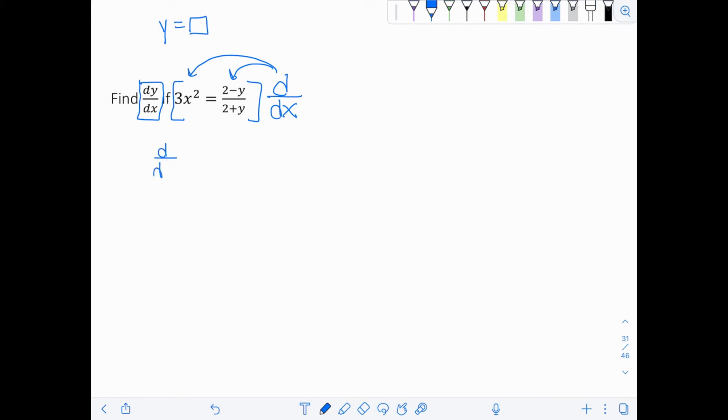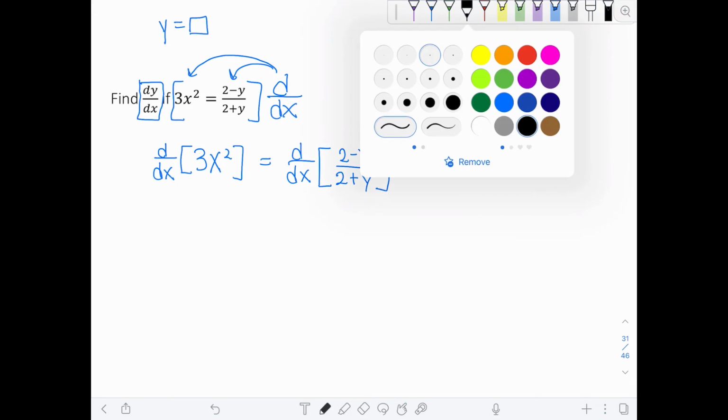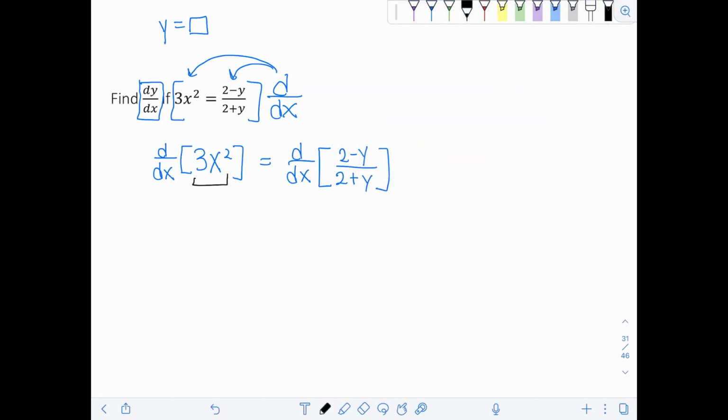So I'm going to write it in steps again. So we want the derivative of 3x squared, and we're also going to find the derivative of (2 minus y) over (2 plus y). So the left side is going to be nothing new. So the derivative of 3x squared is 3 times 2x. I'm just going to write it and simplify it as 6x. But we do need to do a little more work over here on the right. So we've got y's in there, so I know I'm going to have to, at some point, multiply by a dy dx. I'm also going to go ahead and use the quotient rule for this one.